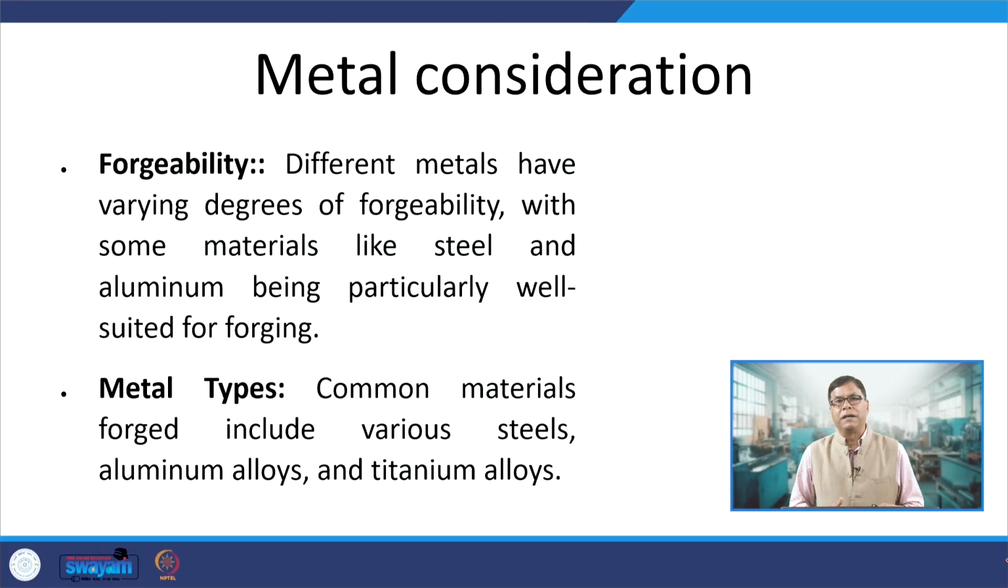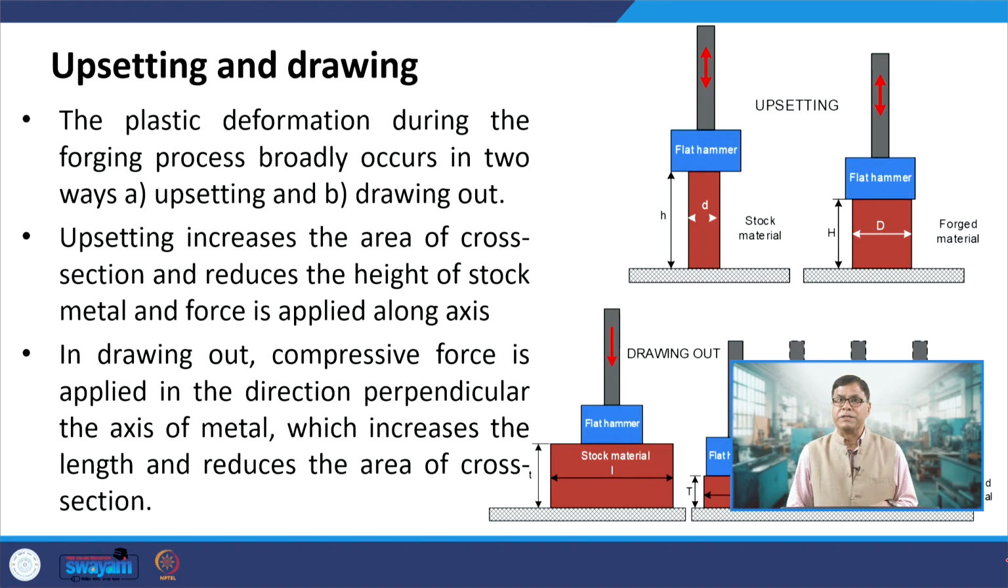Say, aluminum and copper can be forged at room temperature, but they are easier to forge at a higher temperature because of the reduced yield strength and increased ductility. So, common metals like the various steels, aluminum and titanium are the metals used for making products by the forging route, because these offer reasonably good forgeability.